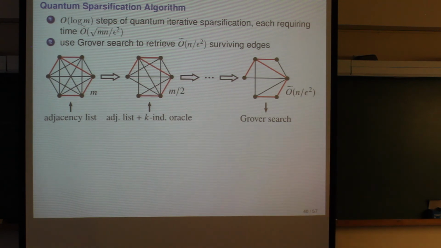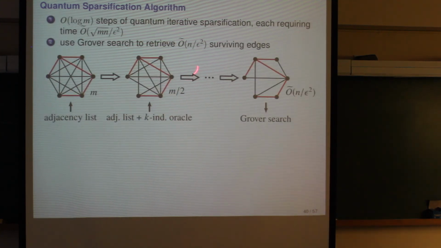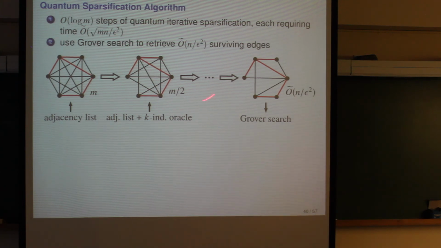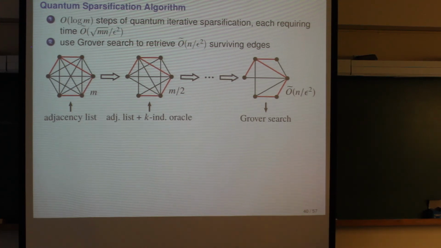And this becomes our algorithm in total. This was just the cost of one iteration, but now we want to do it for a lot of iterations. So you start from this graph to which you have adjacency list access, you construct these spanners and this k-independent oracle, and you can iterate this a couple of times. In the end you get an implicit description of the final graph, and the final edges which are still present are implicitly marked.